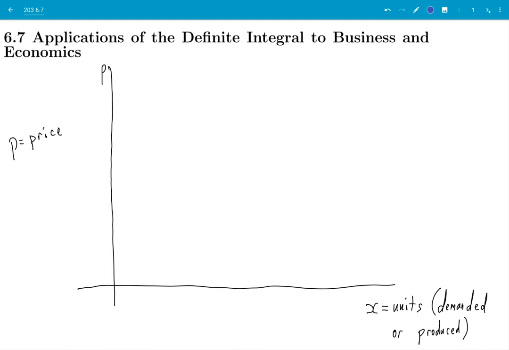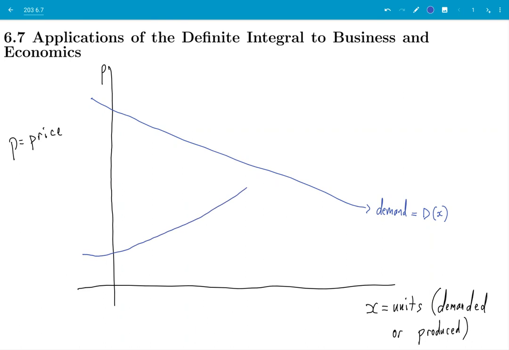So a demand curve typically slopes downwards. So you have whatever, something like this. So we'll just say demand equals D as a function of X. And then if you have a supply curve, it's going to slope upwards typically. Supply is equal to, we'll use capital S of X.